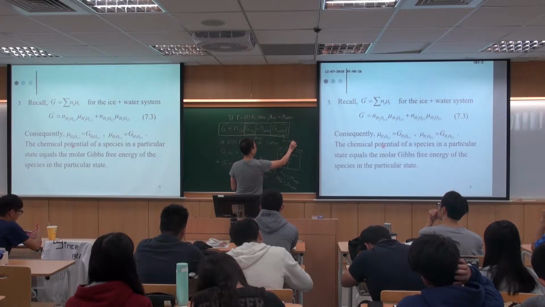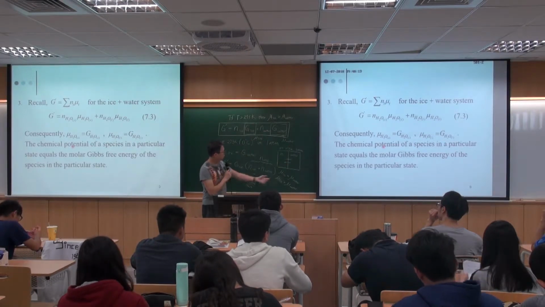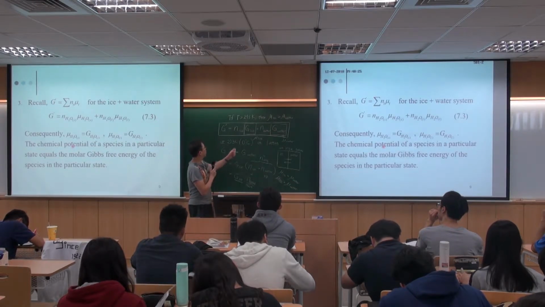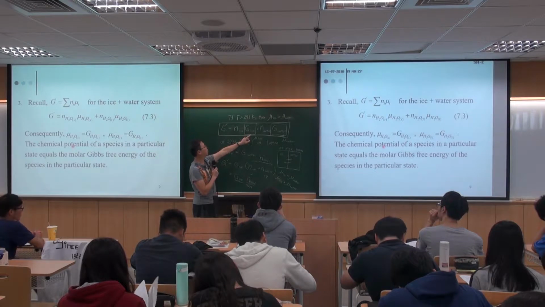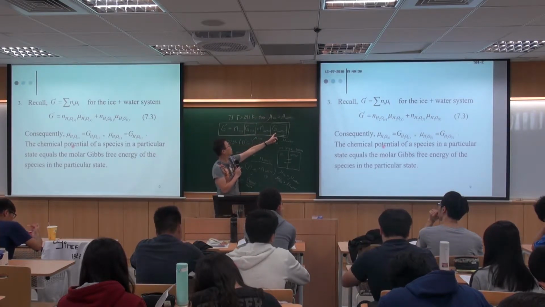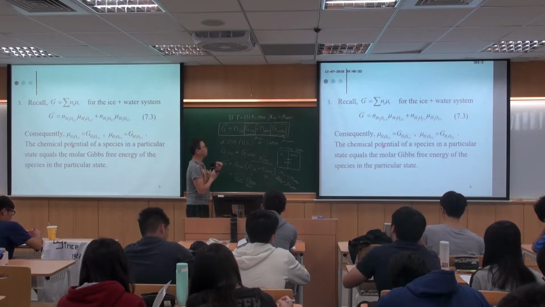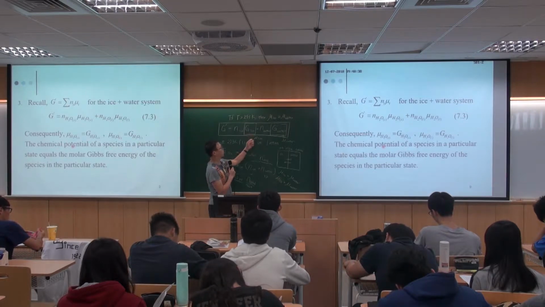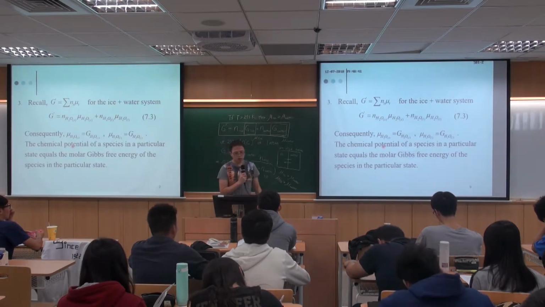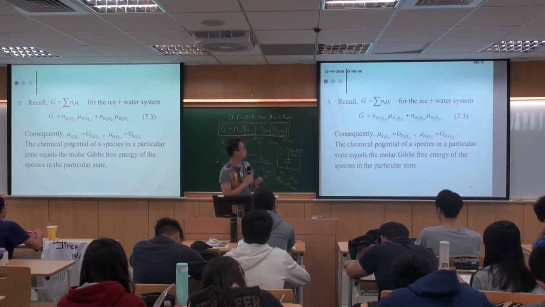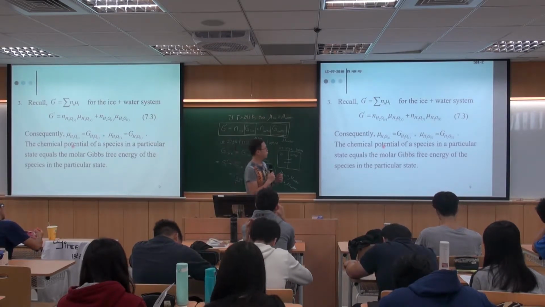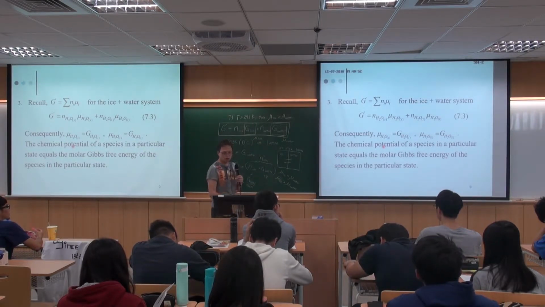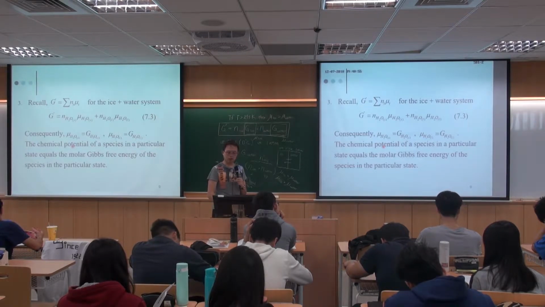Right? Okay, so when we're talking about mu ice equals mu water, it simply means that the molar Gibbs free energy of ice is the same as the molar Gibbs free energy of water. So you can use these two terms interchangeably because they are the same. The chemical potential of a species in a particular state equals the molar Gibbs free energy of the species in that particular state. And that's what we derived, I think, in chapter 5.